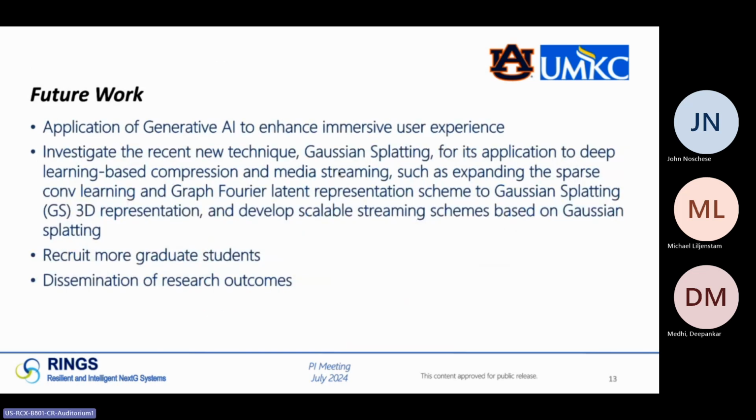So for future work, we will mostly be focusing on 2 directions. One is generative AI, AIGC. The other one is more recent, quite a new technique called Gaussian splatting. So yeah, we will focus on these 2 technologies and see how to apply them to address immersive media, like point cloud or light field data.